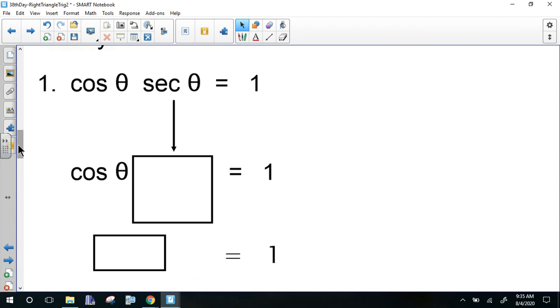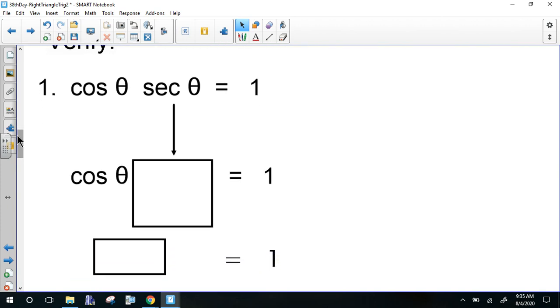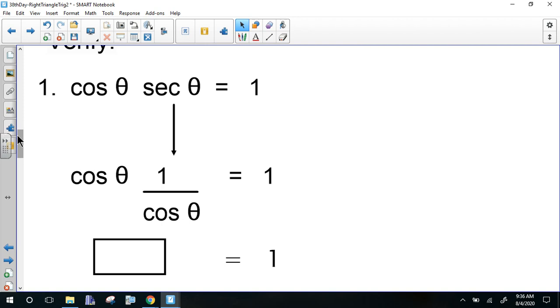Here's how we're going to use them. What they want us to do with this problem is to verify that cosecant theta times secant theta equals 1. Well, in order to do that, we have to use those identities. The easiest thing to do is to convert everything to some form of sine and cosine. Well, I know secant is a reciprocal for one of those three major trig functions. Secant is the reciprocal for cosine, so secant equals 1 over cosine.